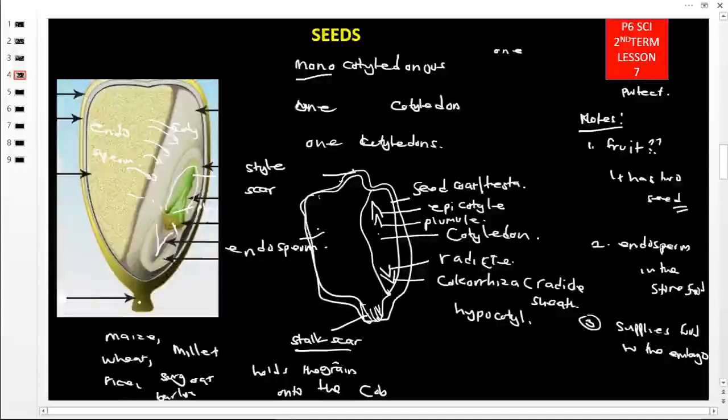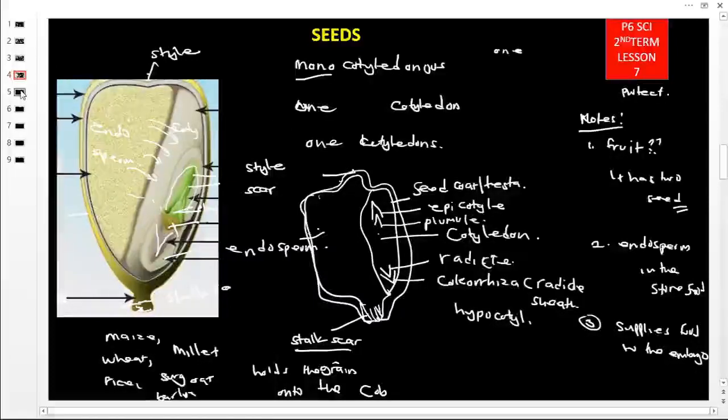This part you are seeing here is the stalk scar, holding this grain onto a cob. Then up here we have our style scar. So we have the style scar, the endosperm, the testa, the stalk scar, the hypocotyl, the radicle growing into the root system, the plumule growing into the shoot system, and what we call the epicotyl. So this is the diagram of a maize grain, and we say it is also called a fruit simply because it has two scars.